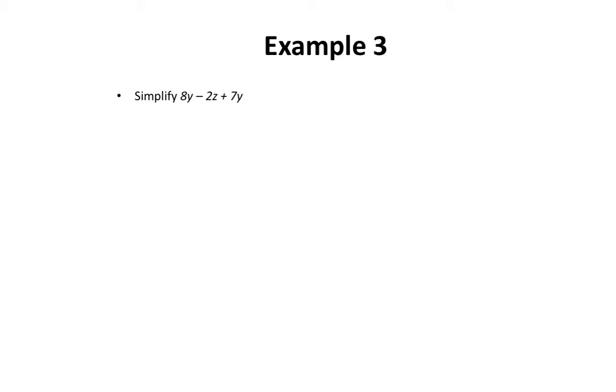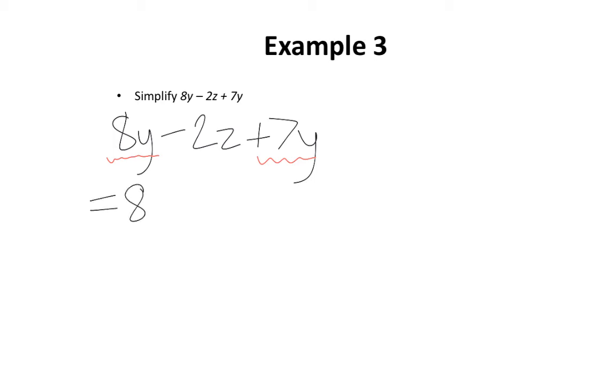In our third example, we want to simplify 8y subtract 2z plus 7y. The first thing you want to do is rewrite the question. Next, we want to identify like terms. Remember, like terms have the same variable raised to the same exponent. 8y and 7y are both like terms because they have the same variable of y raised to the same exponent of 1. Therefore, I'm going to take my like terms and put them beside each other.